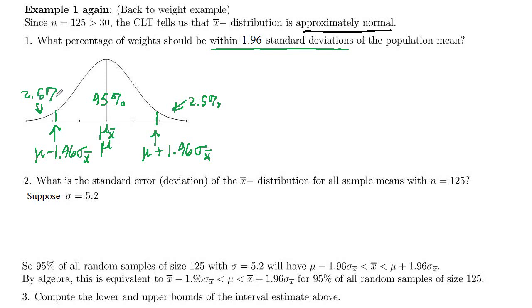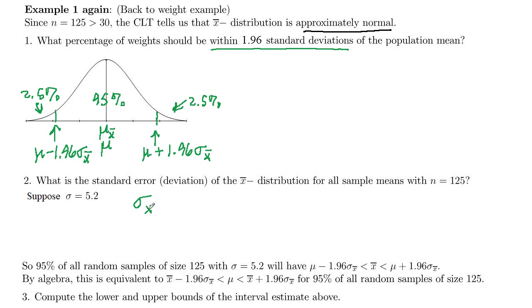So remember what this means is that for 95% of the samples, if you generate the interval from that mean, it's going to contain this mu, this population mean. So what is going to be the standard error of this x-bar distribution? That is, what is this piece here, the sigma x-bar for the sample means? Well, let's suppose that our population standard deviation is 5.2. So I'm giving you some more information here.